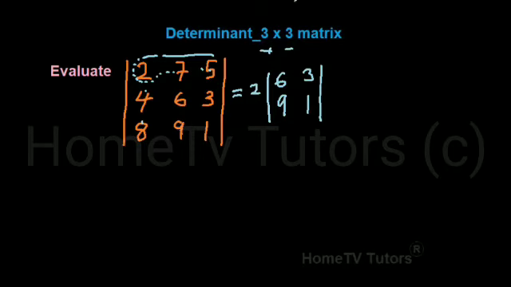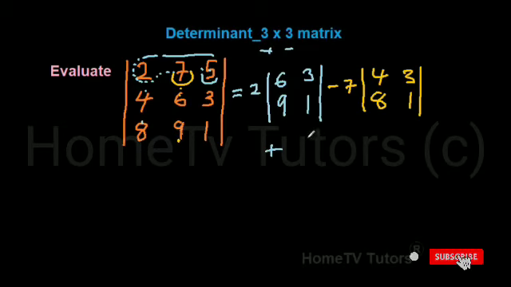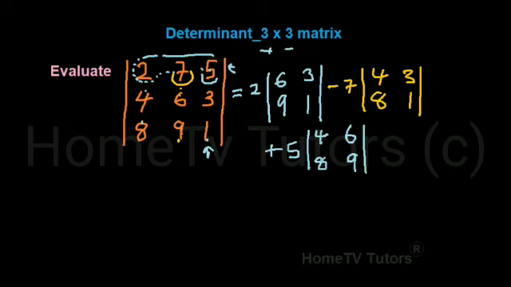Then we go over to the second element, which is 7, with the place sign minus. Now we block out the row and column that contains the element 7. So we have the minor as 4, 8, 3, 1. Then the final element 5 with a plus place sign. Let's block out the row and column containing the element 5. So we have its minor as 4, 8, 6, 9.